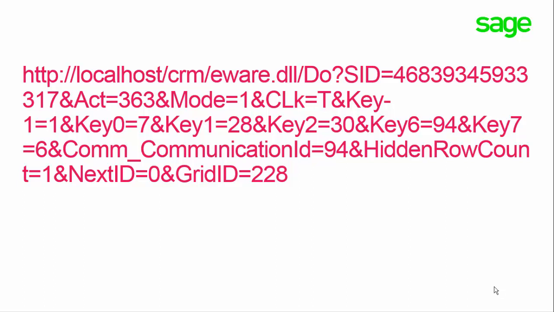So key 0, for example, here is something called the dominant key, and it always tells us the main current context. Key 1 contains the ID of the company. Key 2 contains the ID of the person. Key 6 contains the ID of the communication. Key 7 contains the ID of the opportunity.